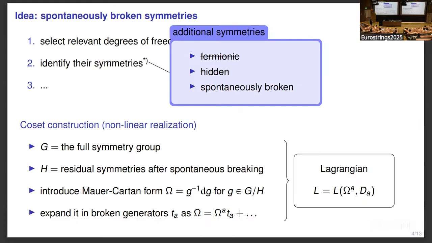So you can start actually with what is called the coset construction, where you have a group G of your full symmetry, and then you keep just a subgroup, so the residual symmetry H. And then by choosing your field based on a coset representative, you can actually write down again a candidate for a Lagrangian, and you can match it with amplitudes again, and you will get a low energy effective action.